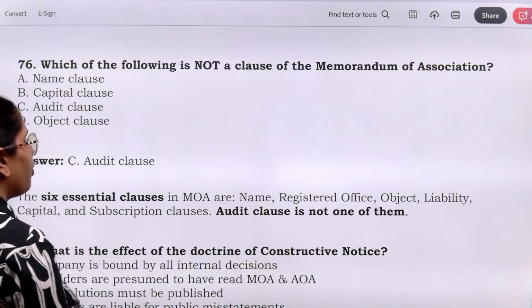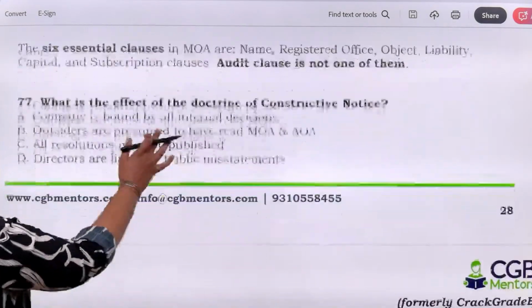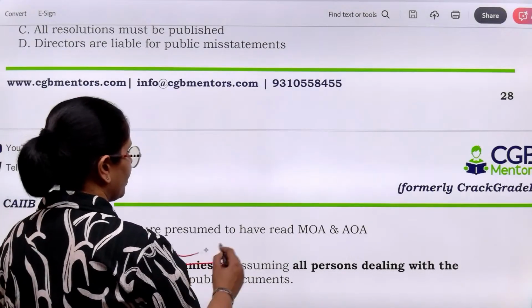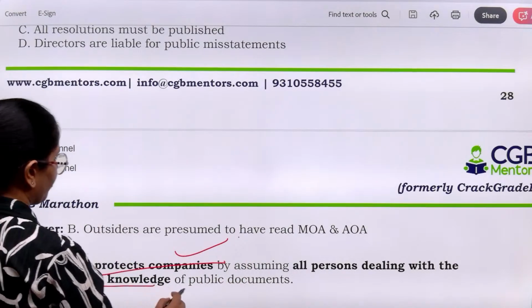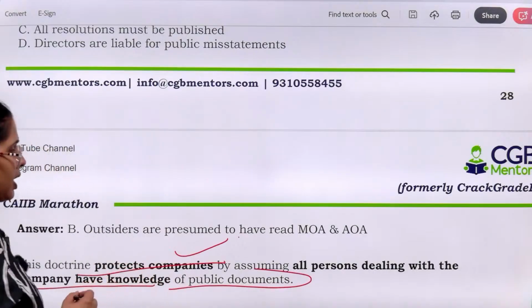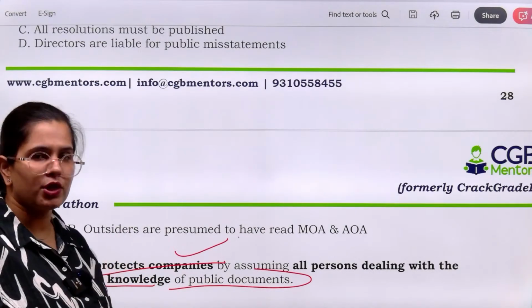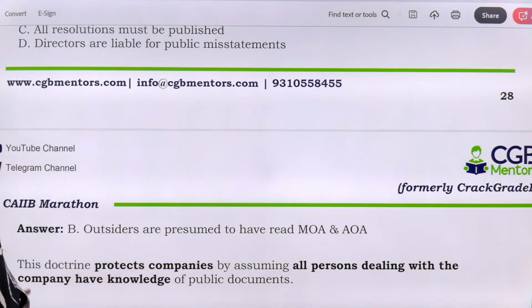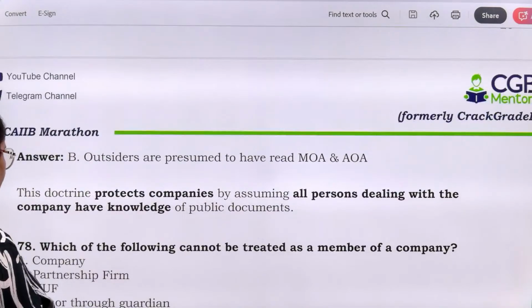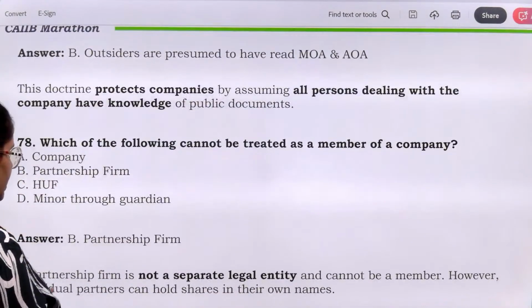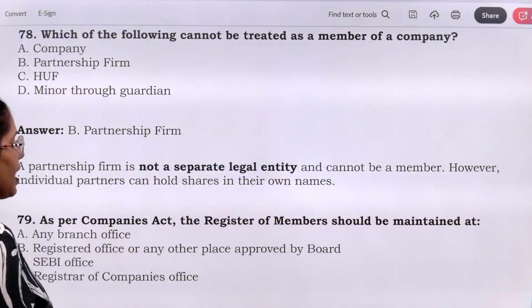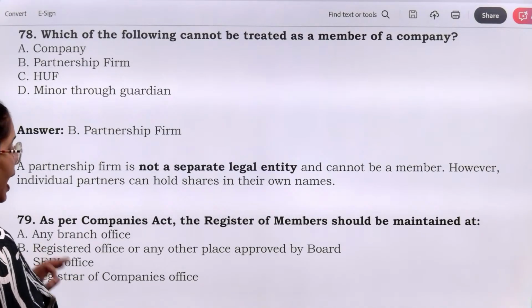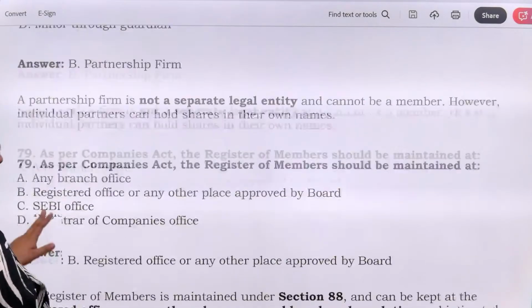What is the effect of doctrine of constructive notice? So doctrine of constructive notice protects the companies by assuming all persons dealing with the company have knowledge of public documents. That means if I have issued a prospectus, I am hoping that you all know about the prospectus. Now which of the following cannot be treated as member of company? So partnership firm obviously cannot be treated as member of company. As per Companies Act, register of members should be maintained at registered office or any other place.